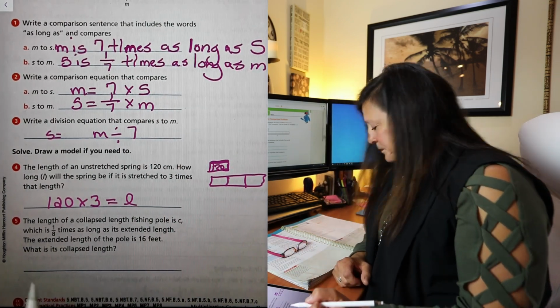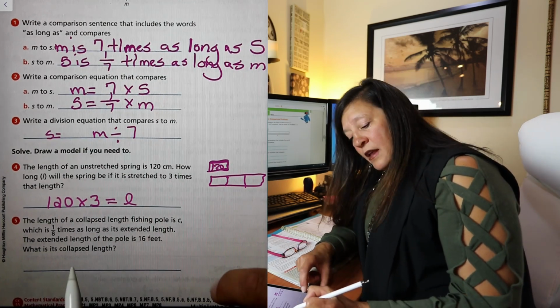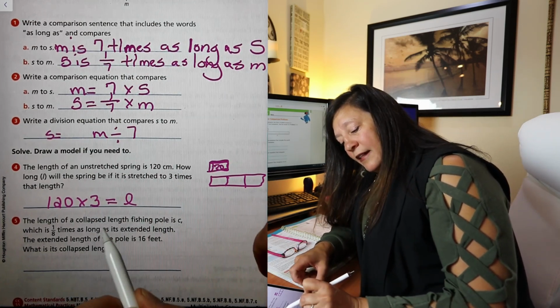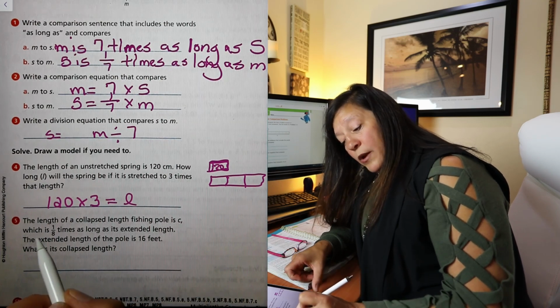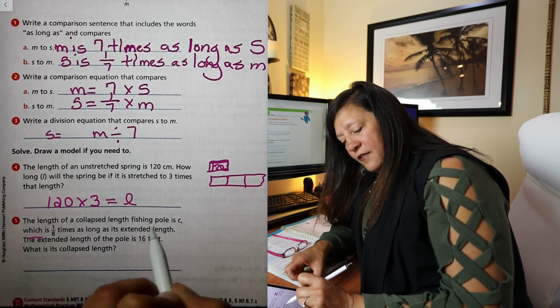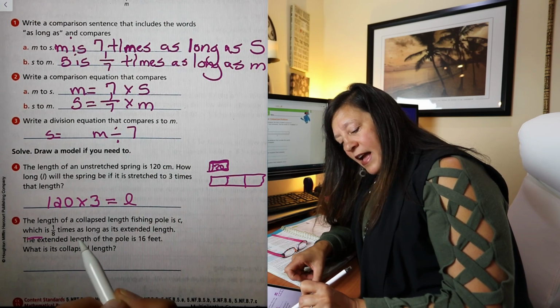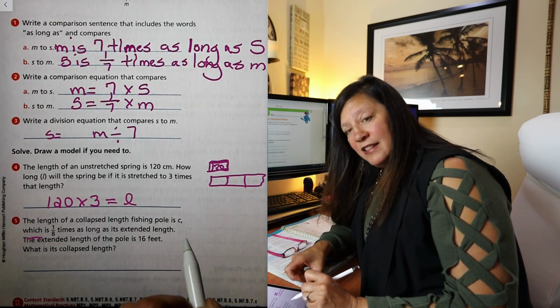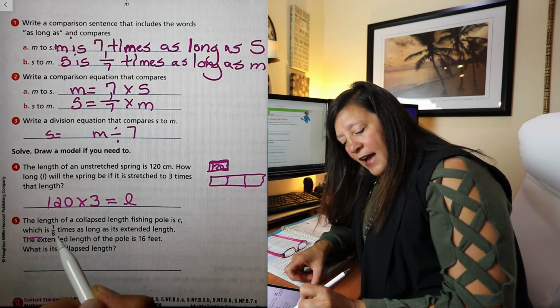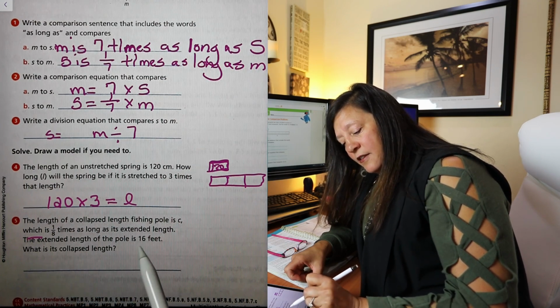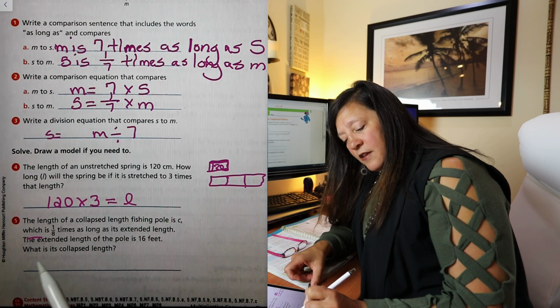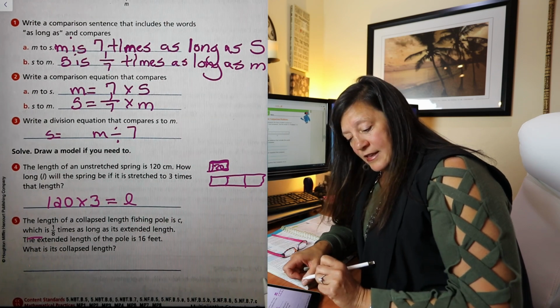Okay. Number 5, the length of a collapsed fishing pole is C, which is 1/8 times as long as the extended length. So we're taking a fraction of the extended length. The extended length of the pole is 16 feet. What is the collapsed length?